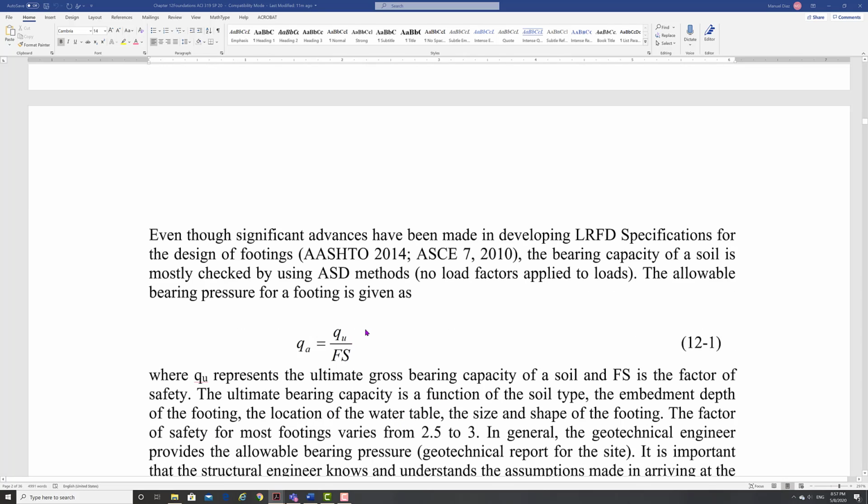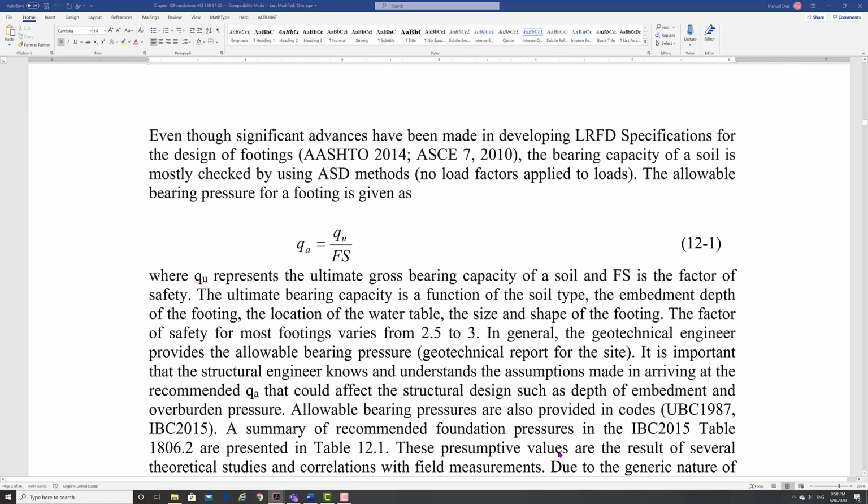So what you have is your ultimate value, and you're going to divide by a safety factor. Safety factors vary depending on the type of soils. I mean, soils are very sneaky. So yeah, you want to be very careful. So some values from 2.5 to 3. The geotechnical engineer will give you the report, right? The geotechnical report with the site and the recommended pressures.